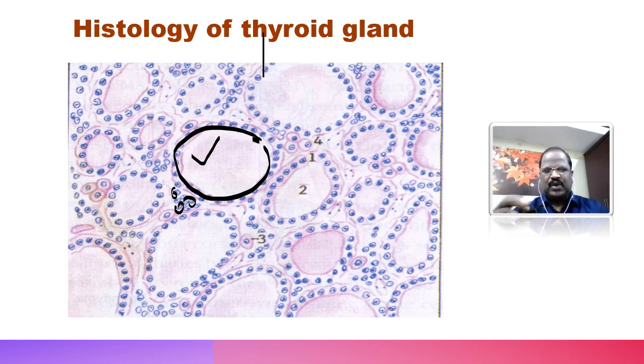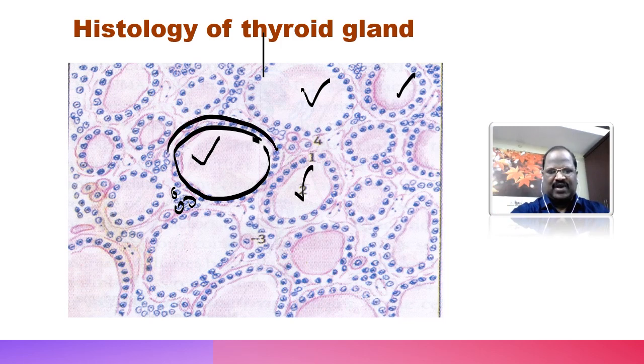Now, look, all these are follicles. Within the follicle only, thyroid hormone synthesis occurs. For understanding the mechanism of action of anti-thyroid drugs, first we should study the physiology of synthesis of T3 and T4. For discussing synthesis of thyroid hormone, I will take one follicle and explain the physiology of synthesis.